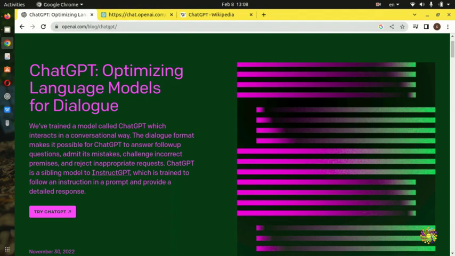Okay, so it says that we've trained a model called ChatGPT. As I said, this has a 57 billion plus corpus of text, which is already inside this database, already trained. That's what the P stands for, pre-trained, which interacts in a conversational way. Conversational means it acts like a human, like NLP, natural language processing inside Python. The dialogue format makes it possible for ChatGPT to answer follow-up questions, admit its mistakes, challenge incorrect premises, and reject inappropriate requests.